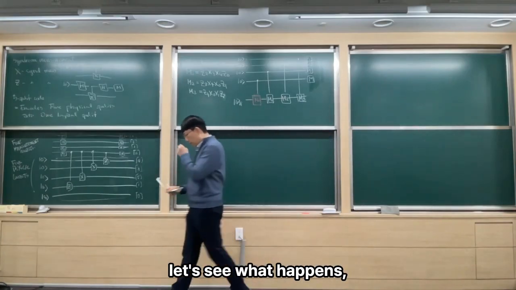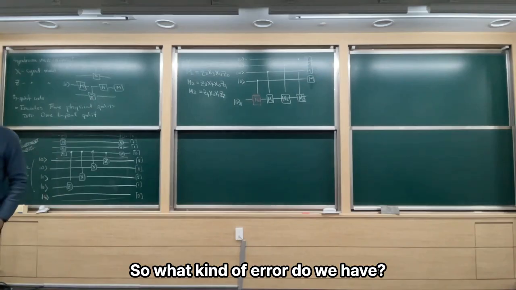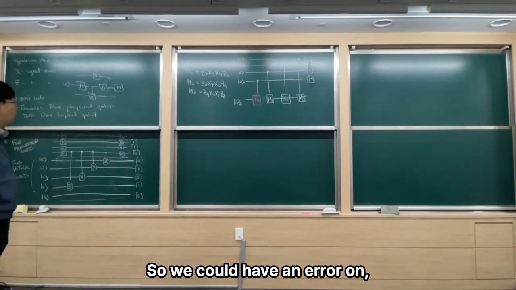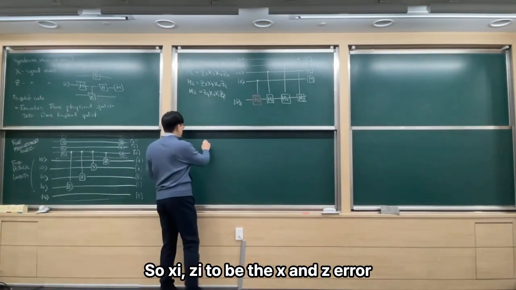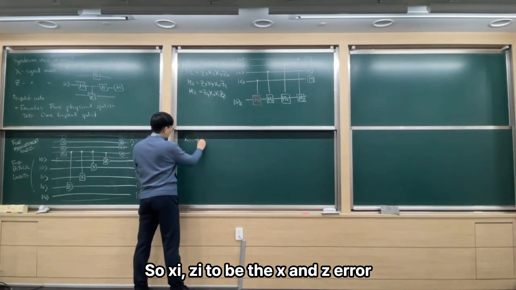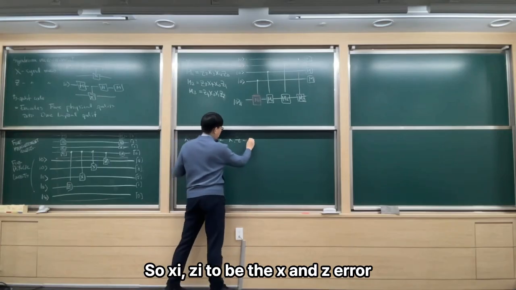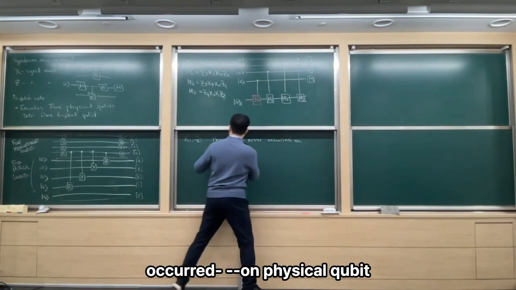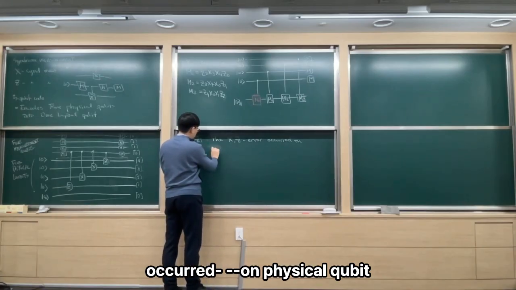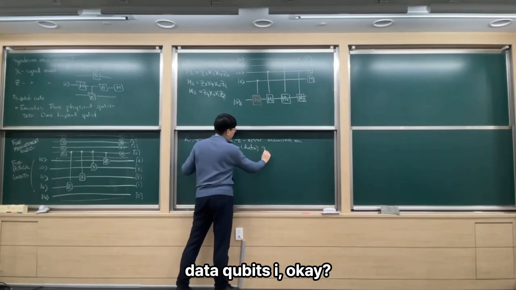So let's see what happens when we have an error. So what kind of error do we have? We could have an error on these 5 data qubits. So each data qubit has an X error or Z error. So let Xi, Zi be the X and Z error occurred on physical qubit, or in other words, data qubit i.